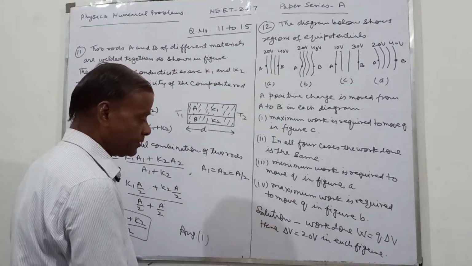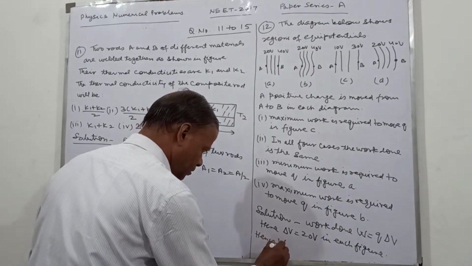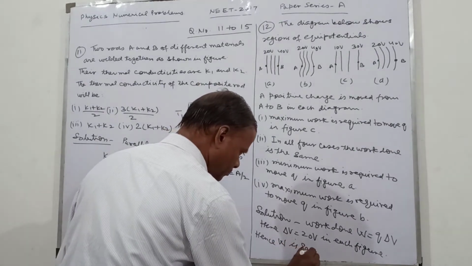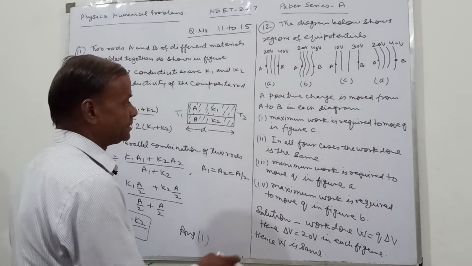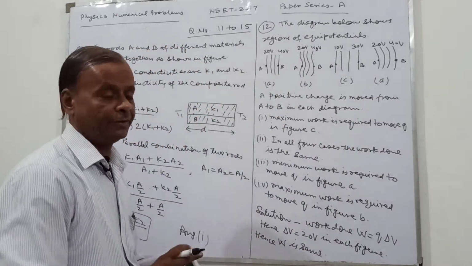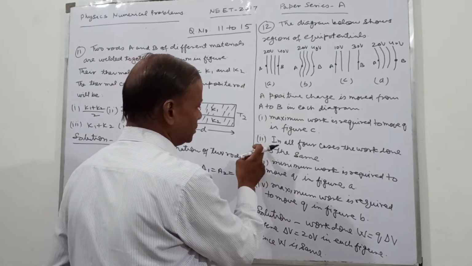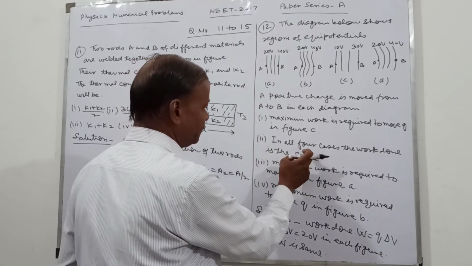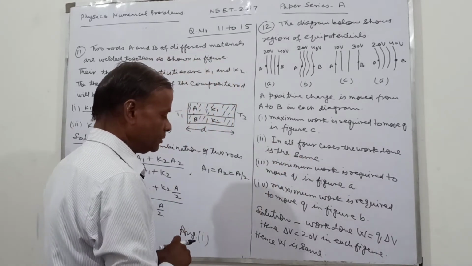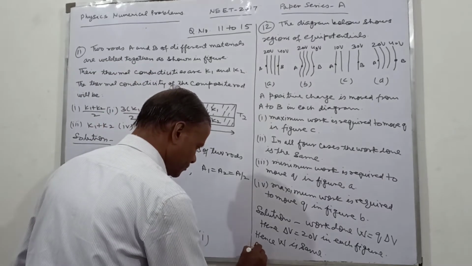So what we have, W is the same as W is same. It means that in all the figures, the work done to move the charge Q will be the same. So the right option is the second one. In all cases, the work done is the same. This is not the right one. So our right answer is second answer.